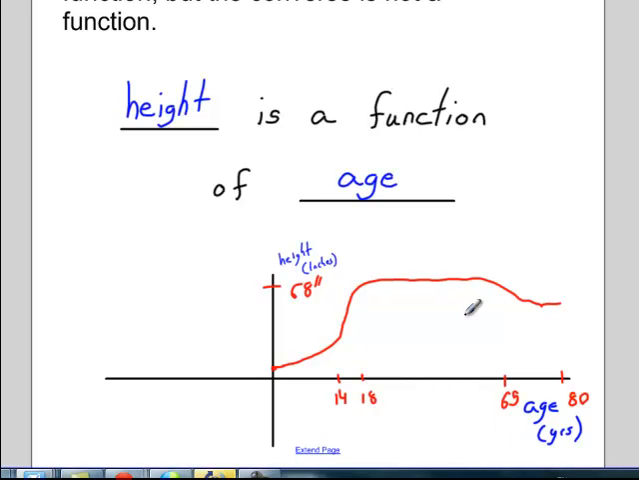Okay, so is this a function? Well, for every age, I have exactly one output here, so it works. This is a function. So yes, this works. It's one-to-one. For every single independent variable, I have a unique dependent variable.